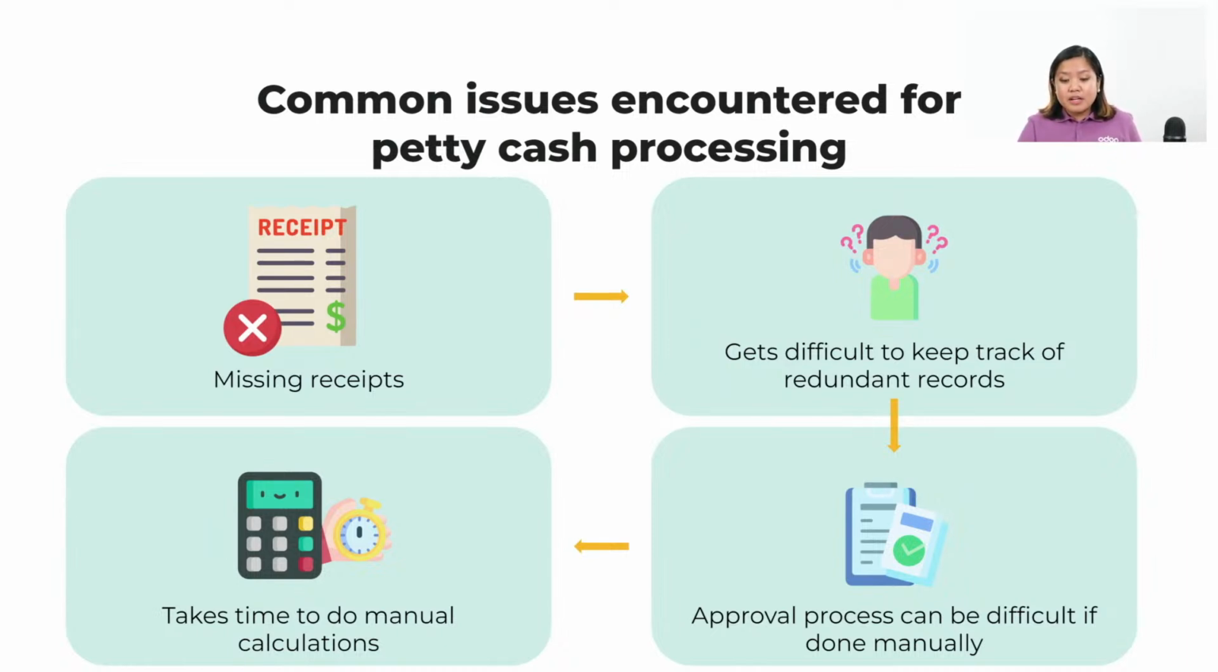Approval process can be difficult if done manually. Especially now, let's say you have field service staff or they're working remotely, you have to wait for them to come to the office just to get a petty cash voucher paper, or to hand it to you. Or it's scattered: sometimes you talk on Viber, sometimes on WhatsApp, the communication channel is not centralized, so they don't know where to submit their voucher records. And lastly, it can take time to do manual calculations. So this is usually the reason why clients go to accounting software, which is Odoo in this case.